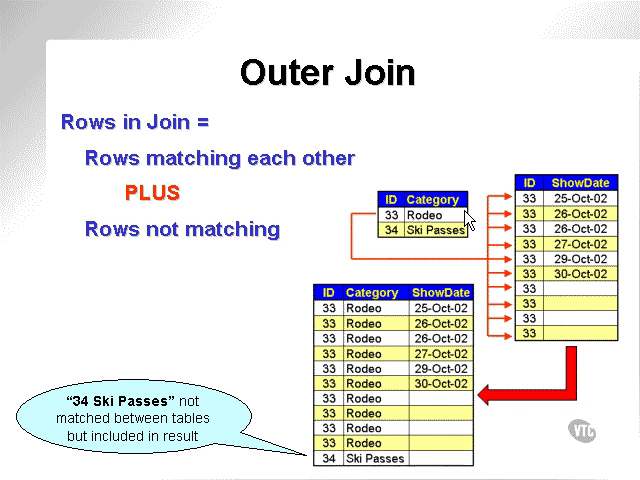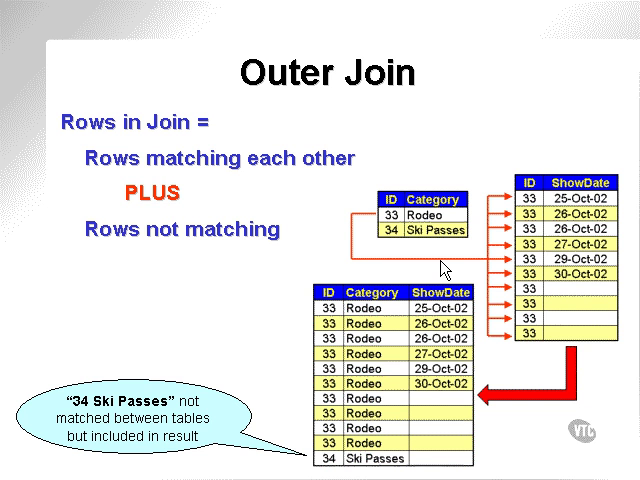Take this example for instance. I've taken a part of the category table and I've matched it with the show table based on the ID of the category ID. As you can see on the left, I have categories 33 and 34. On the right, I have a list of shows with category IDs of 33. An outer join between the category table and the show table would actually give me IDs 33 and 34. The result is that we have all the shows for category 33 plus a category 34 with no show date.